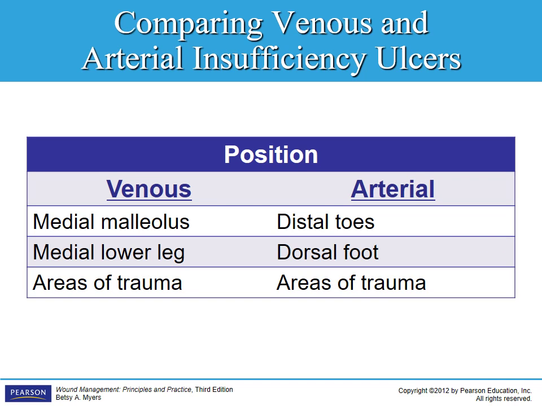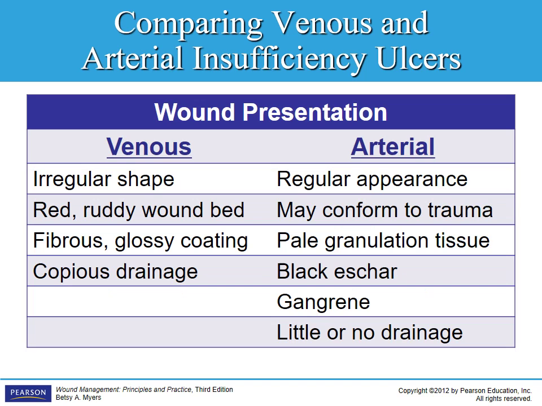The position of a venous ulcer will be on the medial malleolus or the medial lower leg, or any areas of trauma where the leg has been hit. An arterial insufficiency ulcer you will see on the distal toes, the dorsal foot, or again any areas of trauma where it may have busted it open.